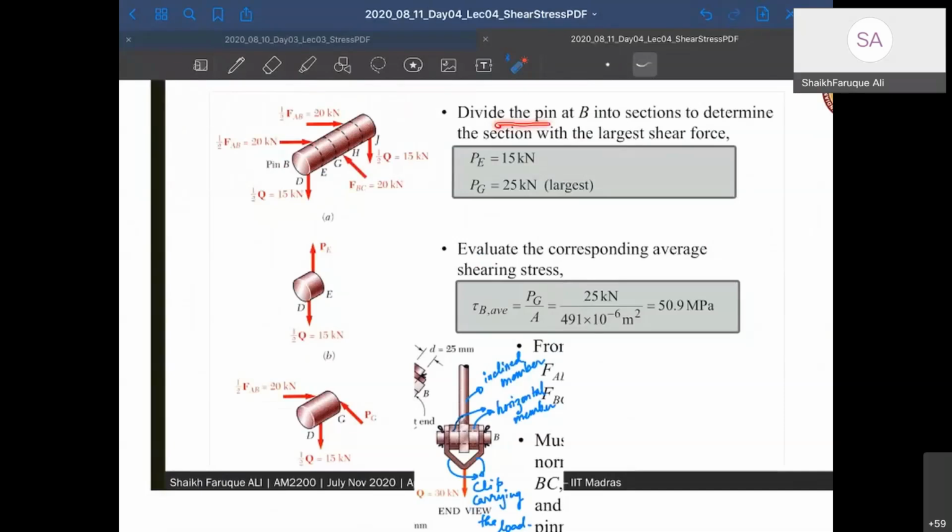Now divide the pin at B into sections to determine the section of largest force. So which portion will have the largest? Okay, so let's look at this section. What is the load at this section? So this side there is 15 kilonewton and that side there is 20 kilonewton, right? So there is 15 acting here, 20 kilonewton acting here.